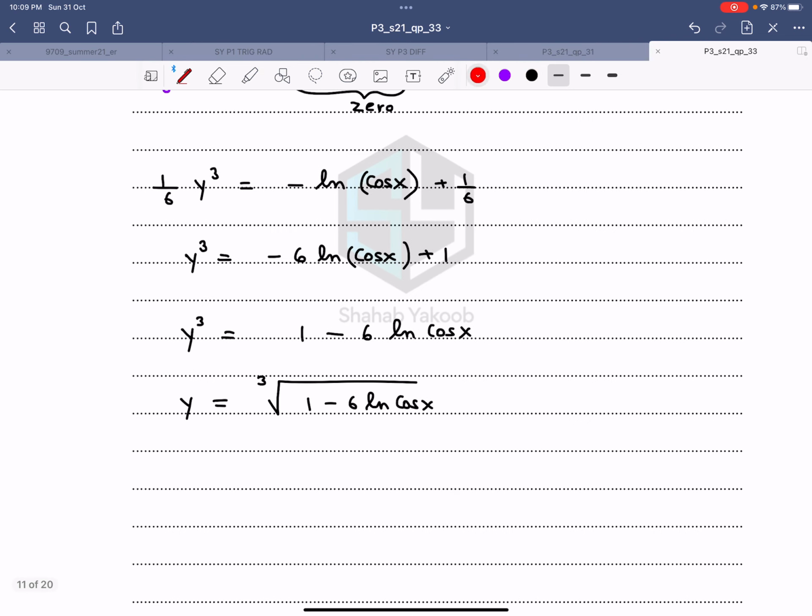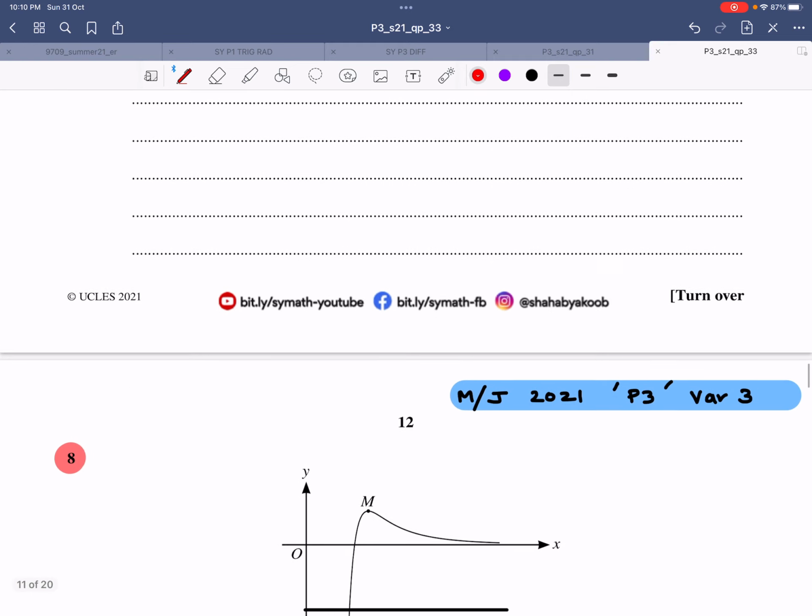Now, let me give you an idea. In some scenarios, the examiner can convert it into sec also, because sec is the reciprocal of cosine. So sec x is the reciprocal of cosine. If I apply the rule of log, this can also be written as 6 ln sec x plus 1. So this particular step can be written like this also. Just giving you some info. There might be a question in which the examiner will make use of this property. So this question is thoroughly done.